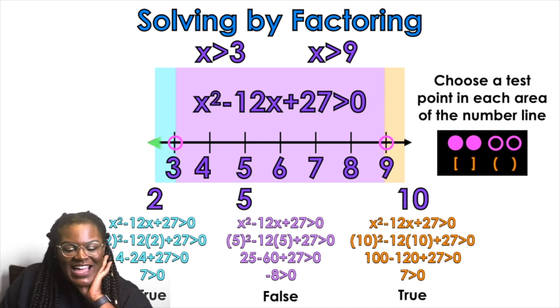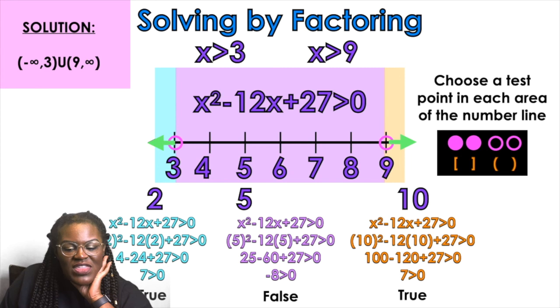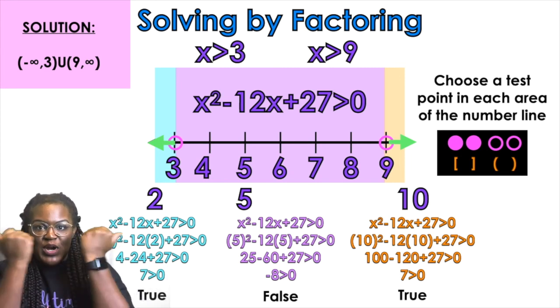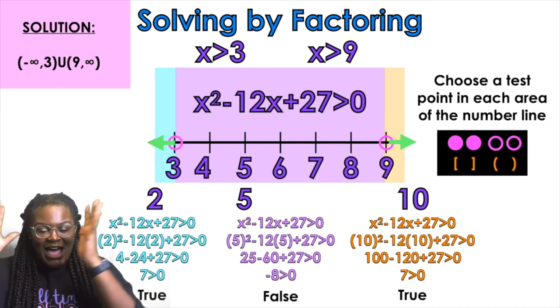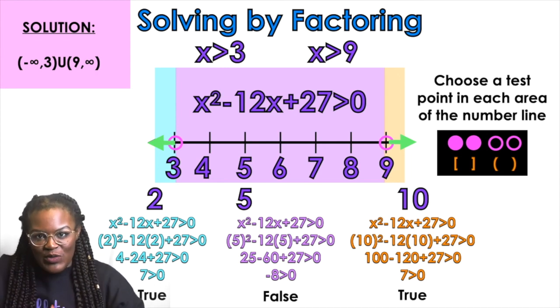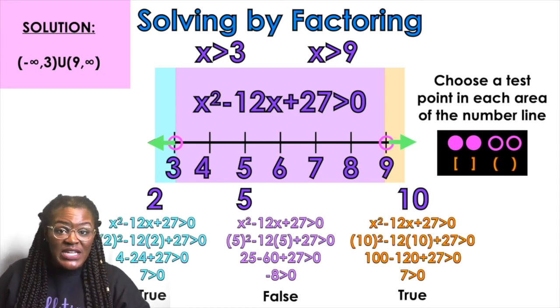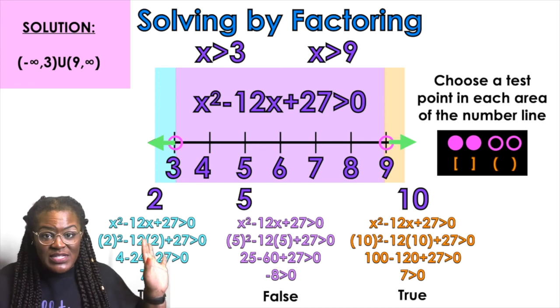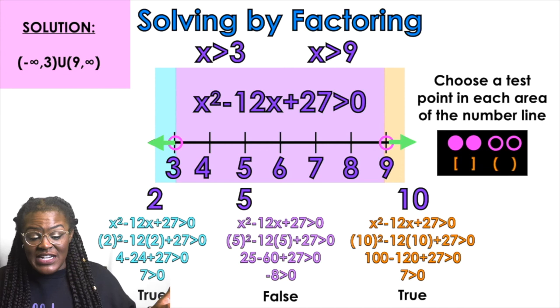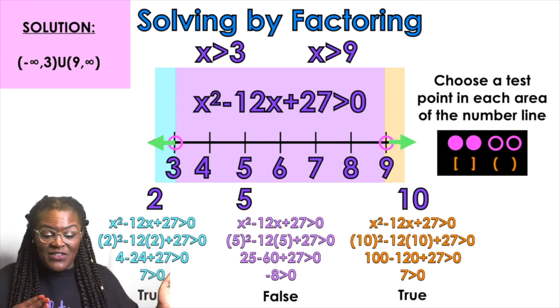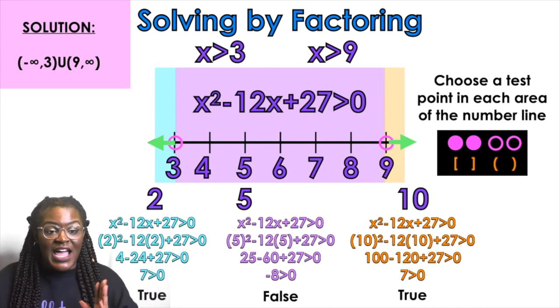What does that look like? So I have an arrow there and an arrow there. That means we're going from negative infinity, pausing, a gap, jumping over 9 all the way to positive infinity. That is a union of two separate sets. So that's our third example. That's our solution: negative infinity to 3 in union with 9 to infinity.